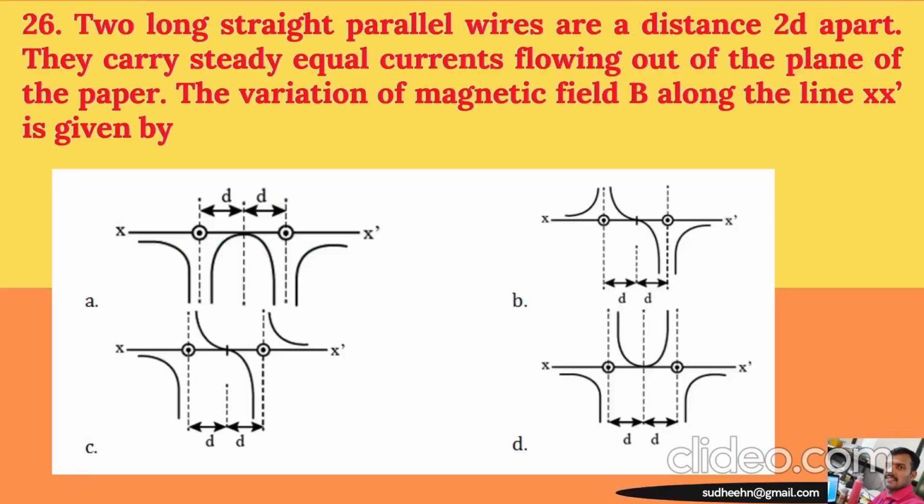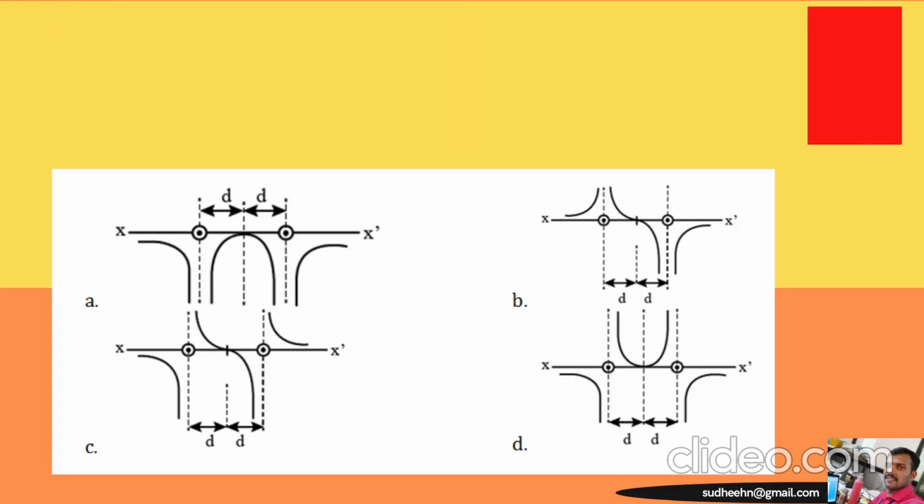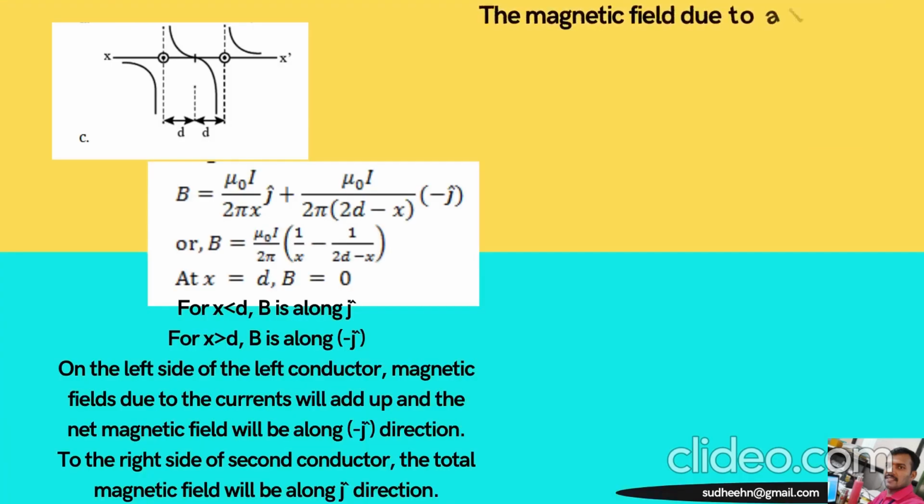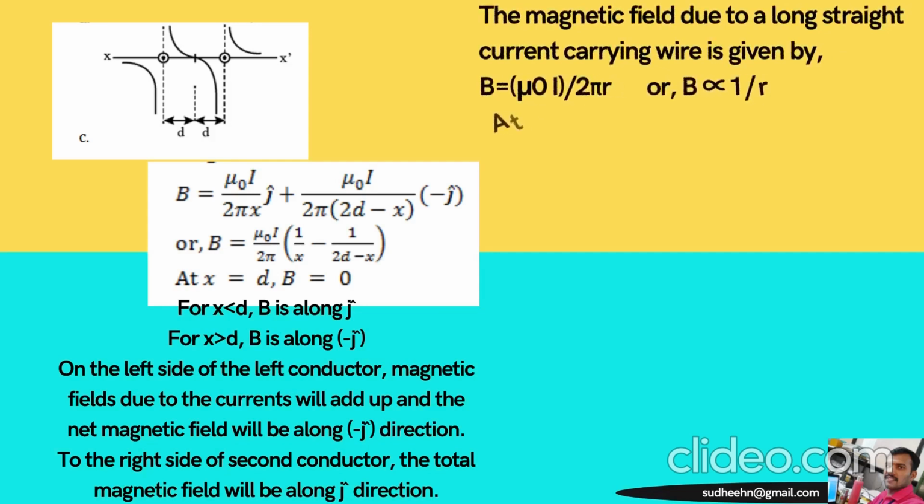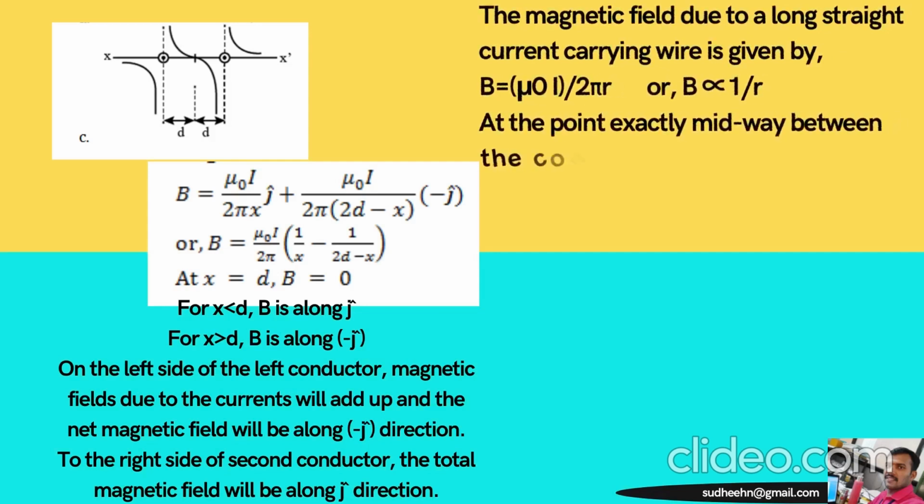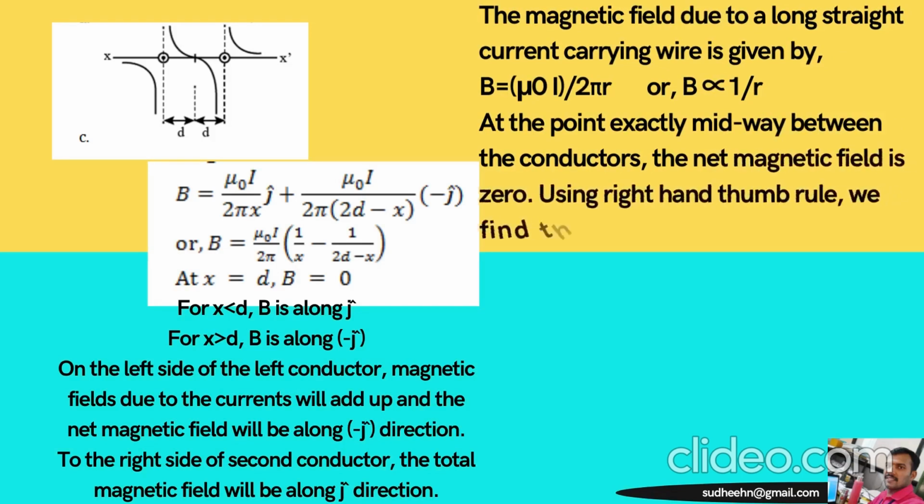Question number 26. Two long straight parallel wires are a distance 2d apart. They carry steady equal currents flowing out of the plane of the paper. The variation of magnetic field B along the x dash is given by 4 different options, and the right answer is option C, because the magnetic field due to a long straight current carrying wire is given by B is equal to mu naught I divided by 2 pi r, or magnetic field B is inversely proportional to the radius.